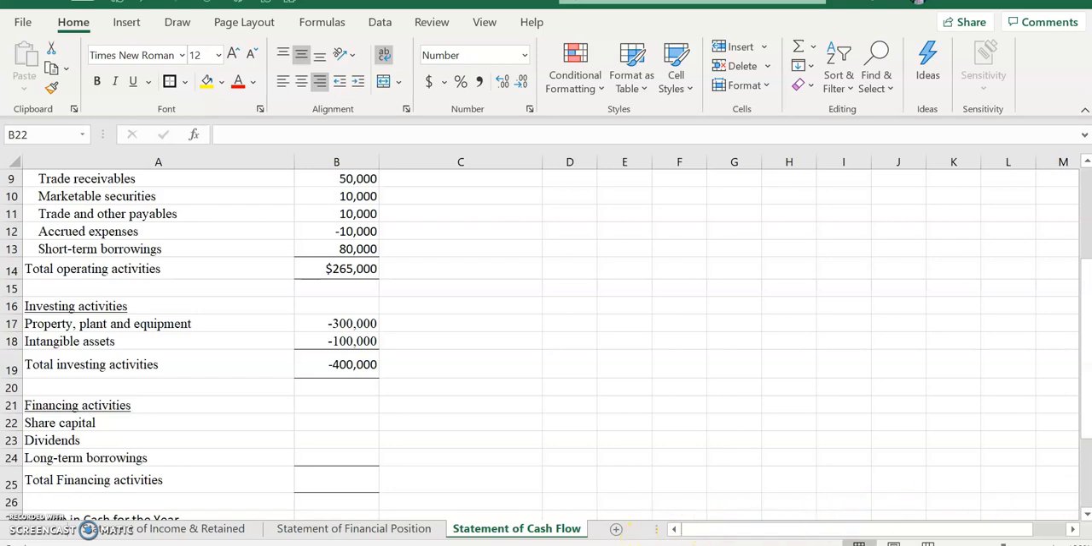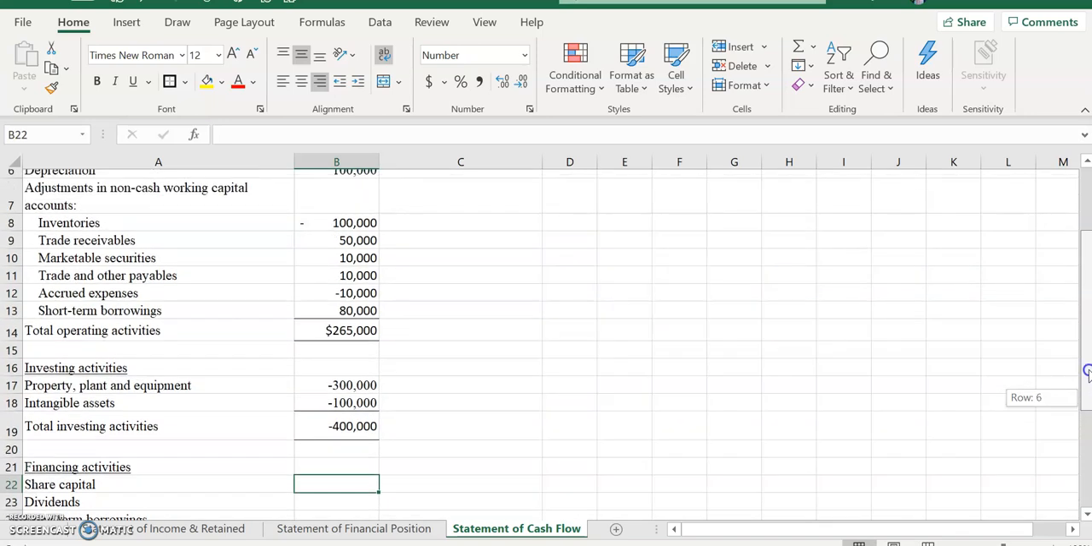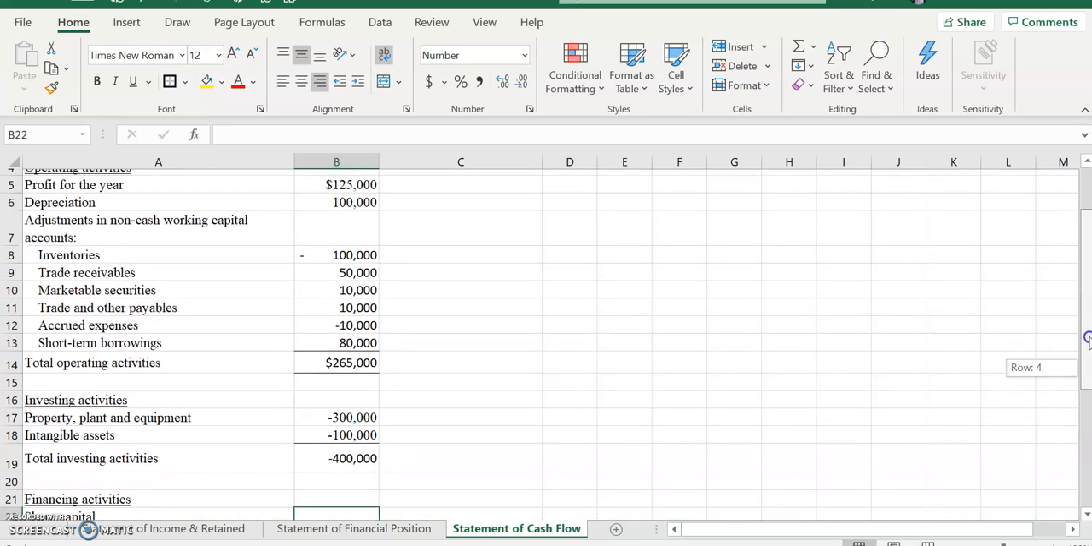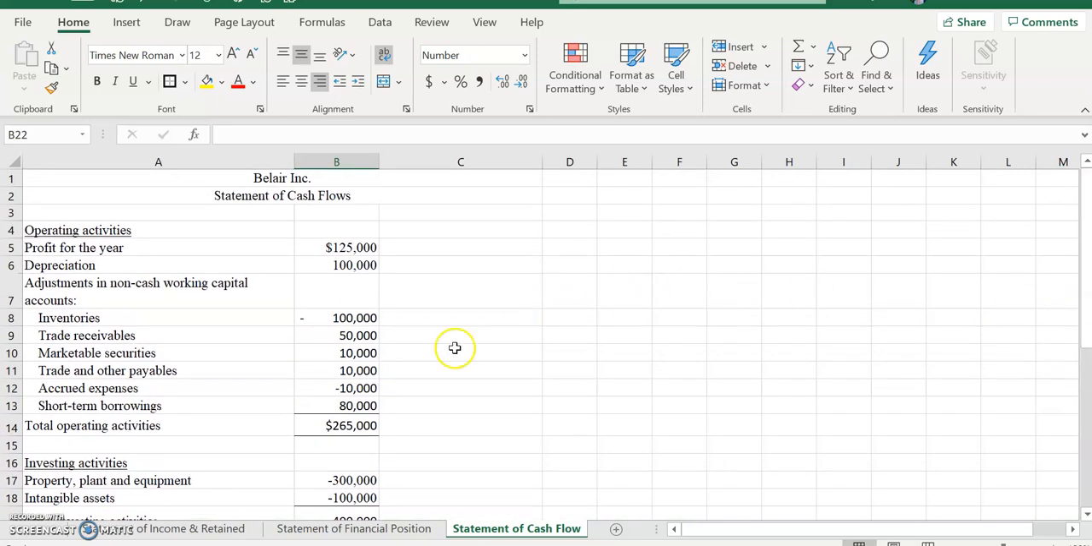Hi everyone. Okay, so we left off from the first part with just finishing up the investing activities. We finished the operating activities as well. So we added them all together.